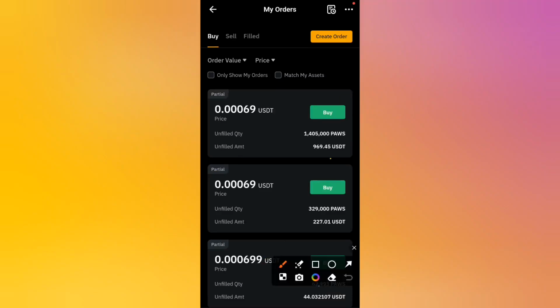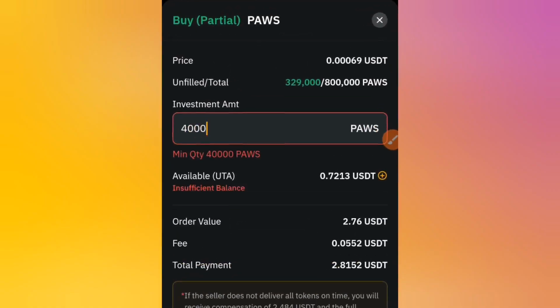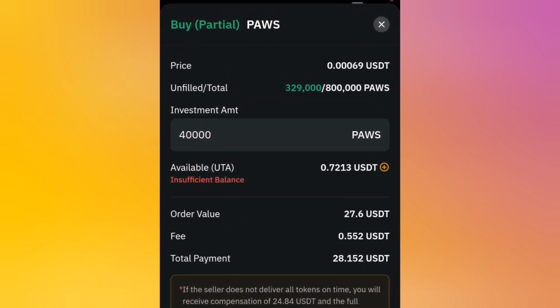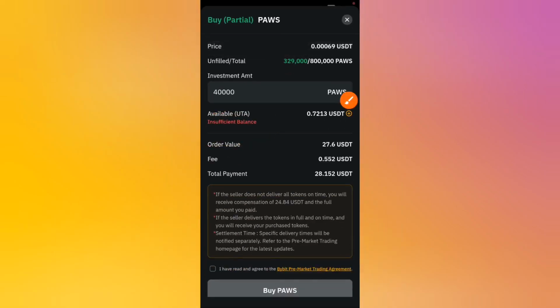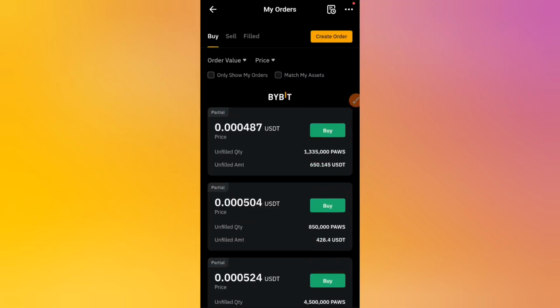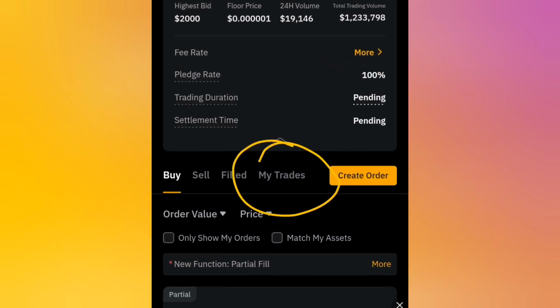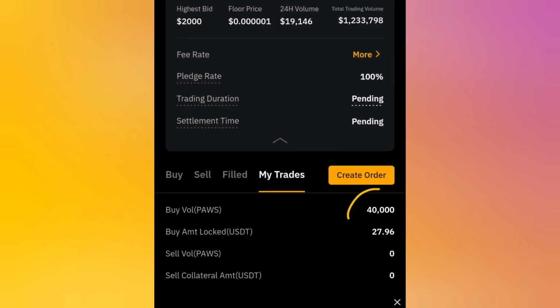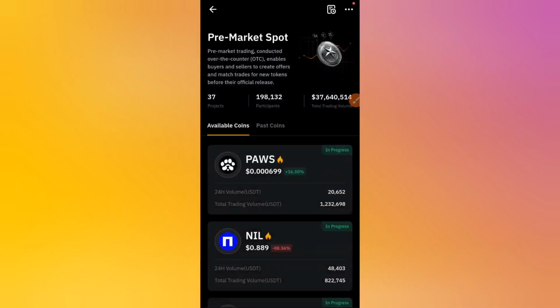I'm just going to pick this, and you can see the minimum quantity you can purchase right here is 40,000, and that is what I bought. It's currently showing insufficient balance because I just bought this right now. The order was fired, and to successfully buy this, to see your order, you just have to go back right now and click on my trades. And once you click on my trades, you get to see it right here. Okay, and you can see this goes for $27. Okay, and you get 40,000 in token quantity. Okay, so this is basically how to buy on the Bybit pre-market.